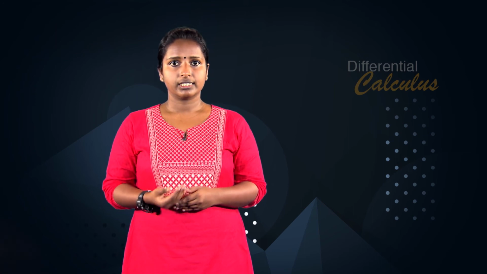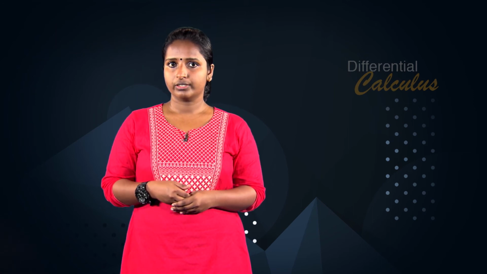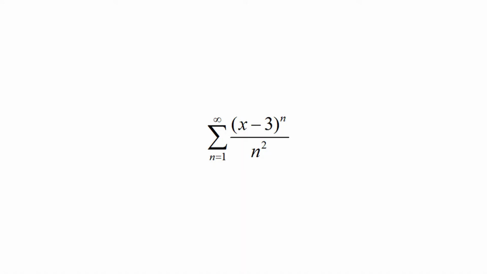Now, we find the interval of convergence and radius of convergence of the series summation (x minus 3) whole power n upon n square where n from 1 to infinity.